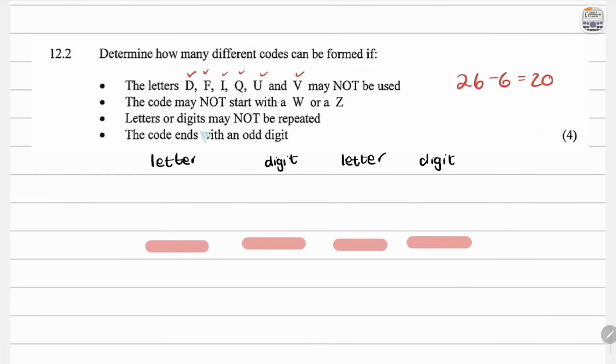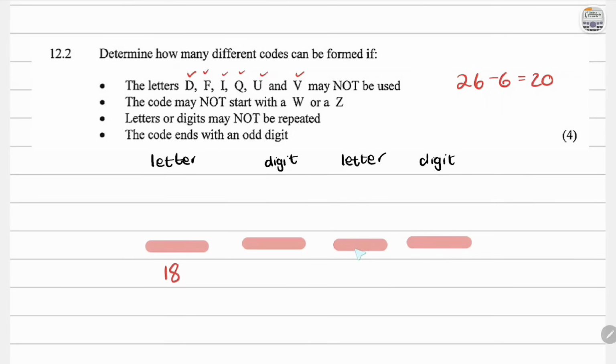But the first letter, and we can start with the letters so we can understand what's going on here, the first letter must not start with W or Z. So you were already allowed to use 20, but now you can't use W or Z. So you can only use 18 letters here, okay? 18 choices that you're allowed to use.